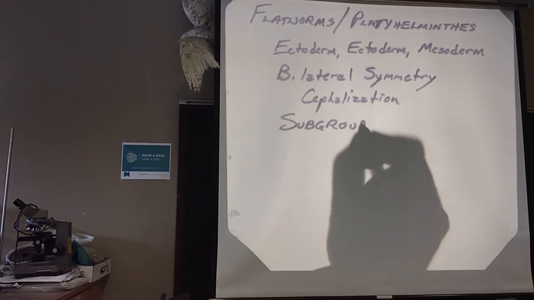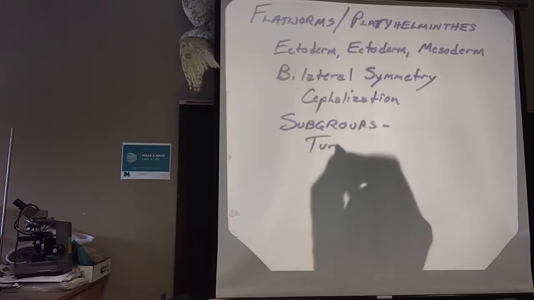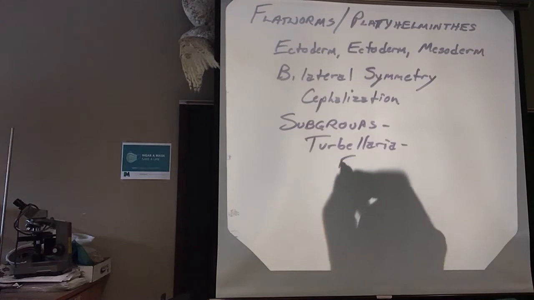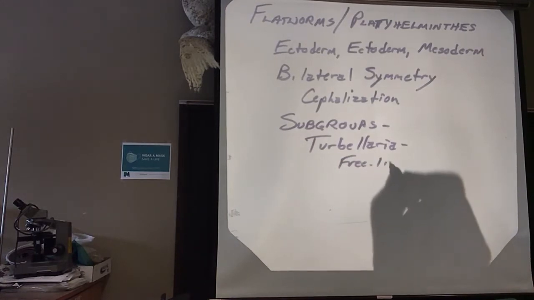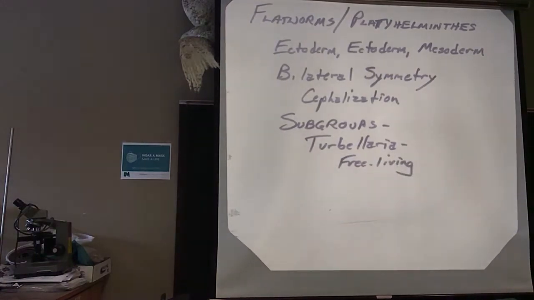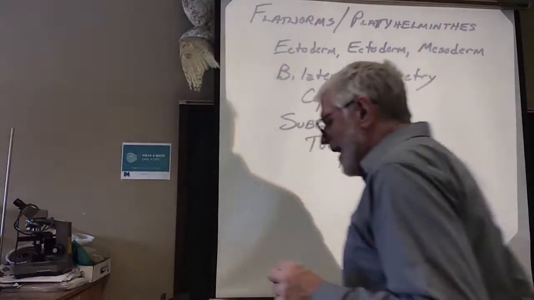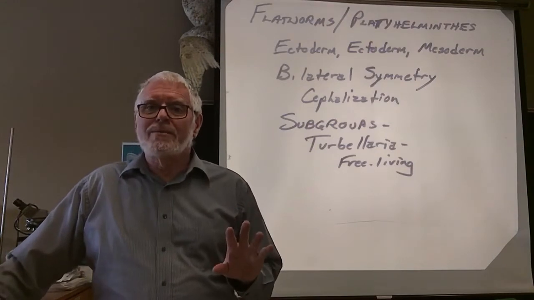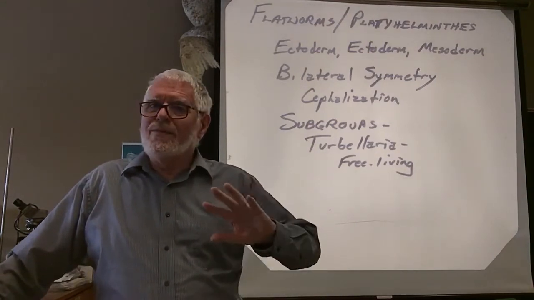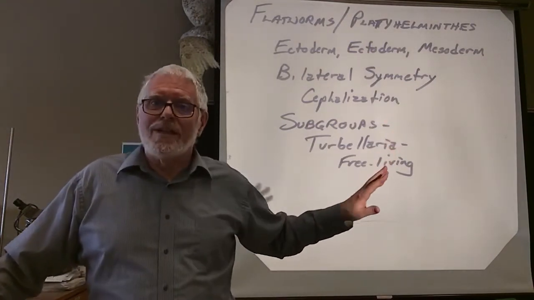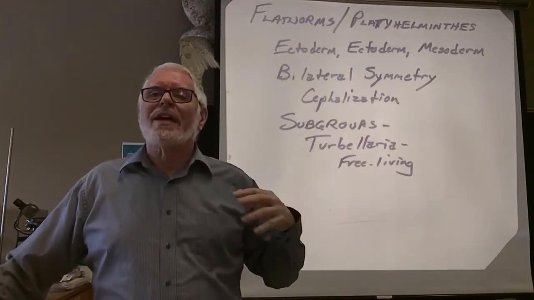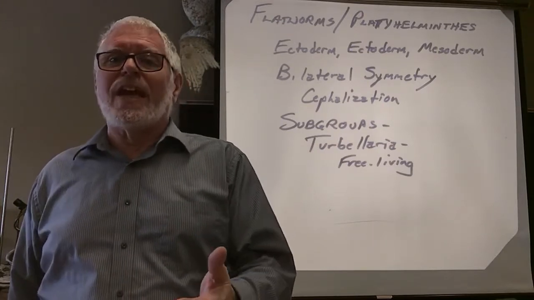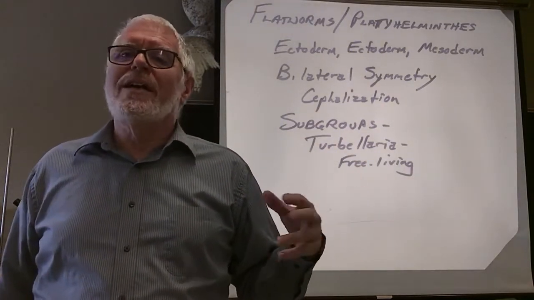There's three major subgroups. The Turbellaria, who look like they party all the time. Two of the three groups are parasites. A group that is found just living in the environment, that term is free living. They don't live on or in another living thing. And Turbellaria are free living.